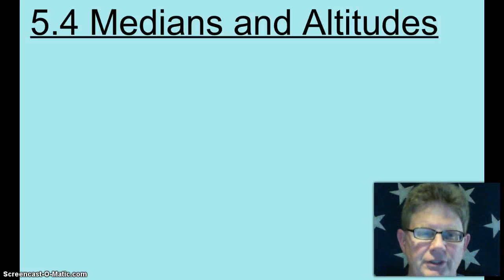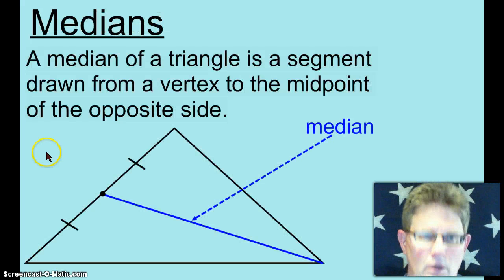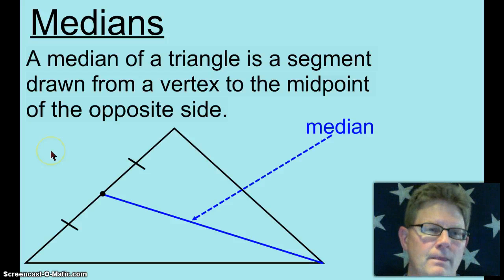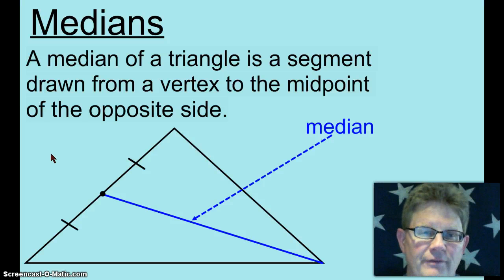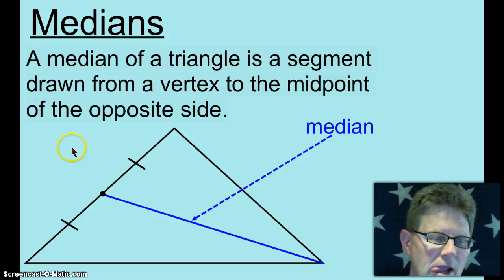Welcome to Honors Geometry, Lesson 5.4, where we talk about the medians and altitudes of a triangle and what happens to those medians. I think you can figure out what an altitude is, but why don't we figure out what a median is? Here's the median of a triangle. A median of a triangle is a segment drawn from the vertex down here to the midpoint of the opposite side. That is what a median is.